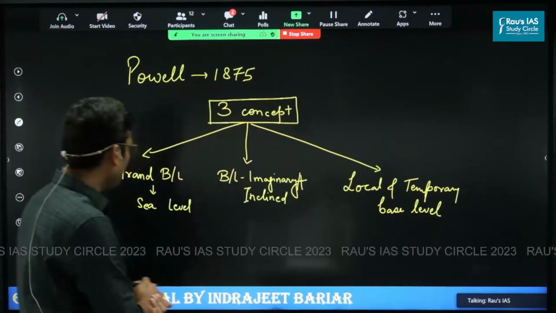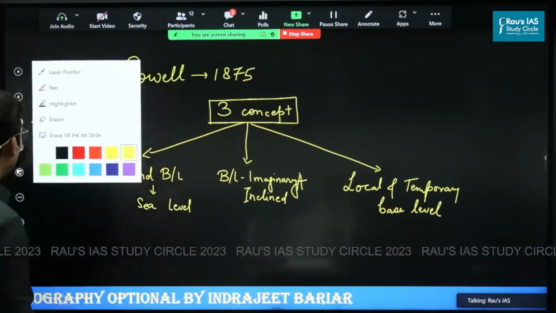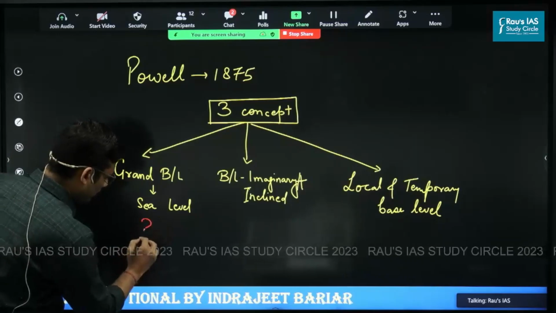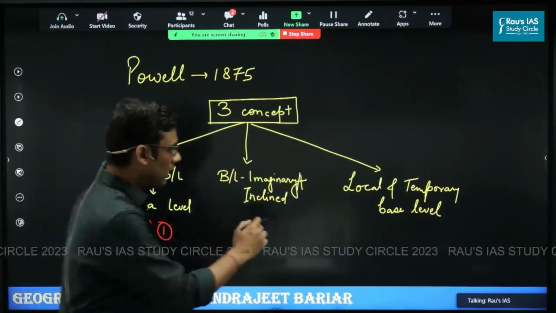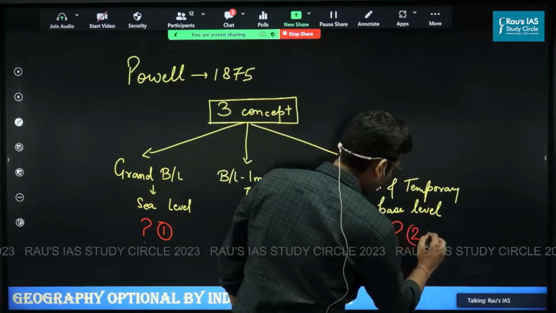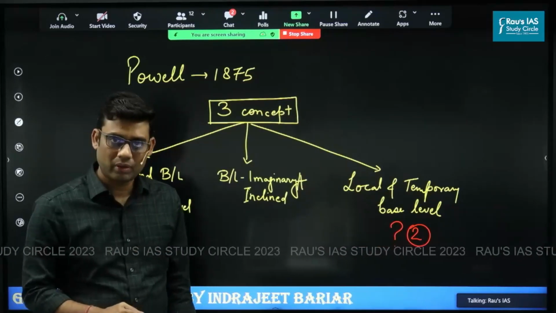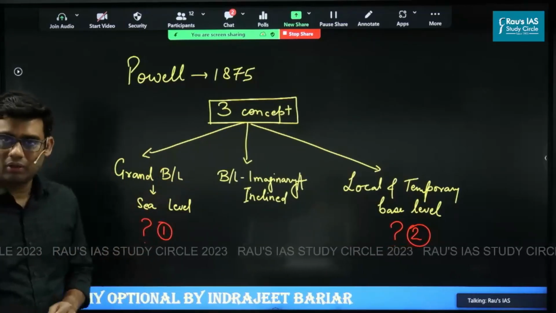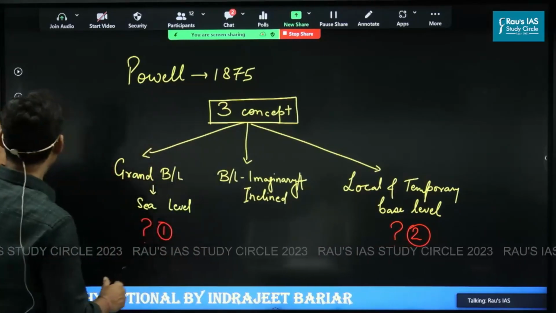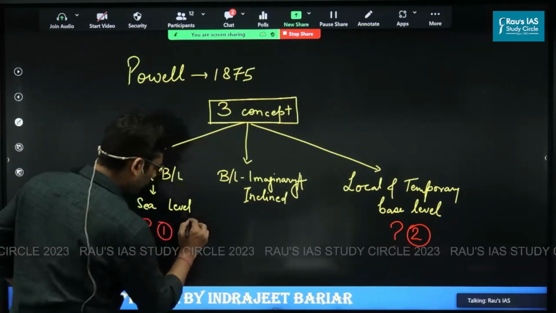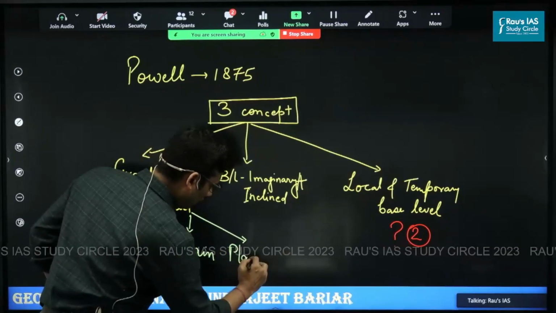But now there are major questions on these interpretations. Let's take it one by one. The first question is about the grand base level. And the second is about the local and temporary base level. These are the two basic questions arising from this particular interpretation. First, the grand base level or the sea level. The question itself was, interestingly, whether this base level is going to be a plane or whether it is going to be a plane.